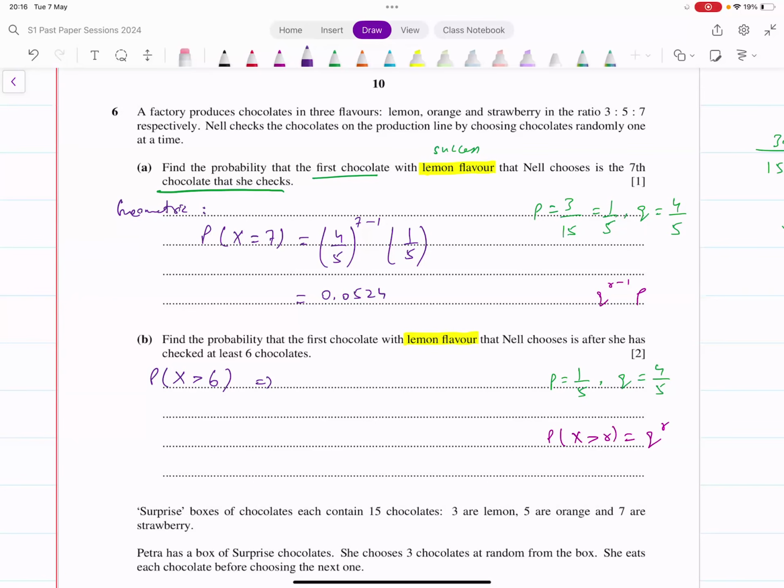q is 4/5, raised to power r, which is 6. And that should give you the result. You can see what that turns out to be. 4/5 raised to power 6 is giving me 0.26214. To 3 significant figures, that could be 0.262. Okay?